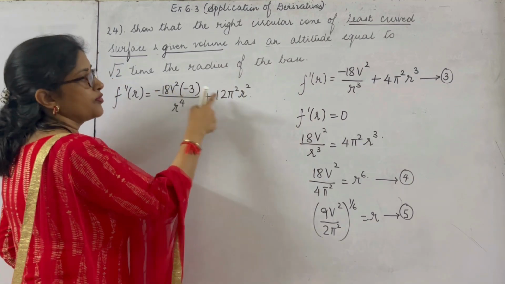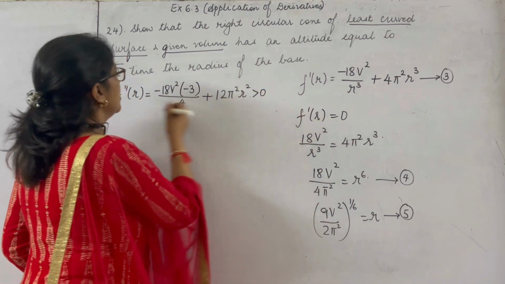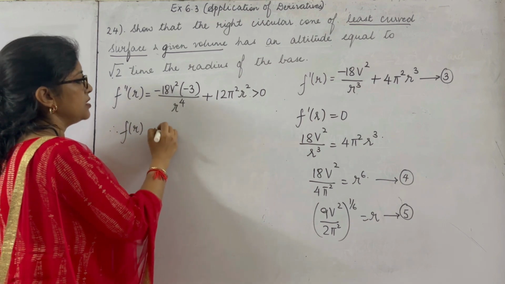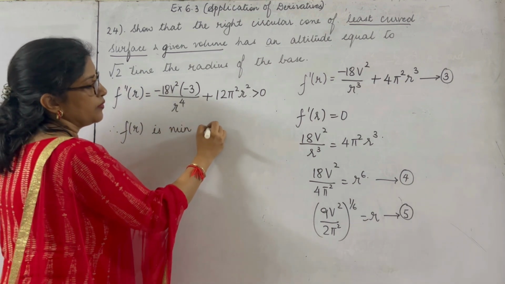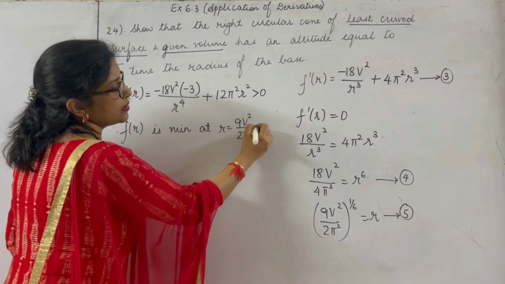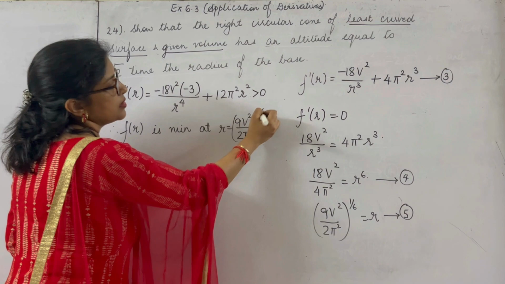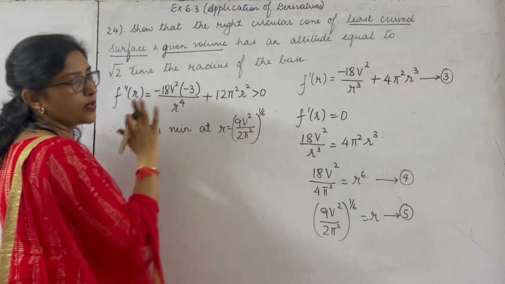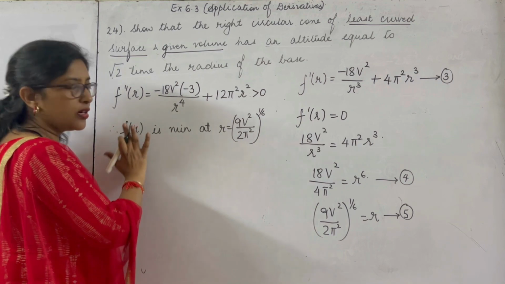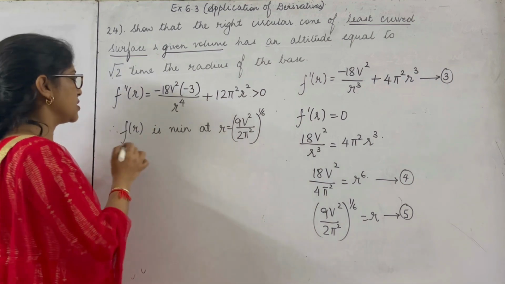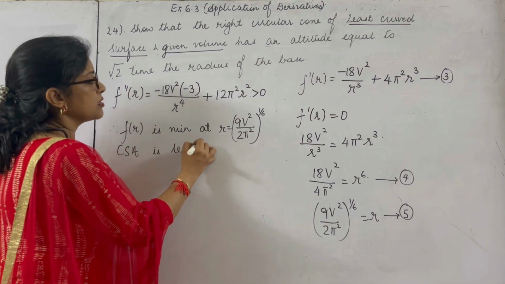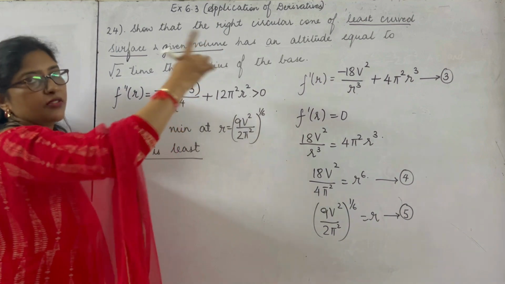Now this is positive, this term is also positive. Overall f double dash r is greater than 0. Therefore f of r is minimum at the critical point, when r is 9V square upon 2 pi square raised to 1 by 6. At that value, function will be minimum. Now our function was the square of CSA, so the CSA will also be minimum, or the CSA is least at this value. That's the first part.